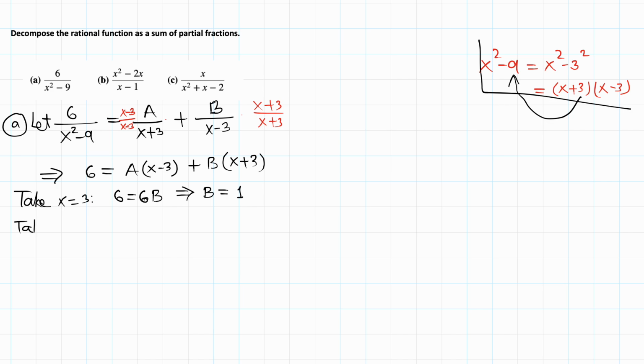In the same way, we can take x equals negative 3, which makes the other factor 0. Then 6 equals A times negative 3 minus 3, which is negative 6, so negative 6A, plus B times negative 3 plus 3, which is 0. So 6 equals negative 6A. Divide both sides by negative 6 to isolate A. Then 6 over negative 6 is negative 1. Okay, done.